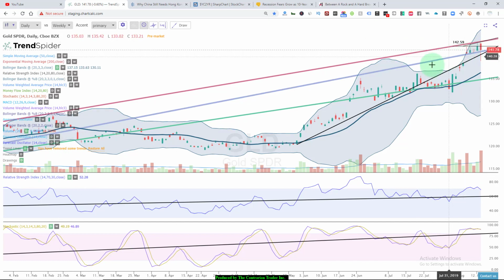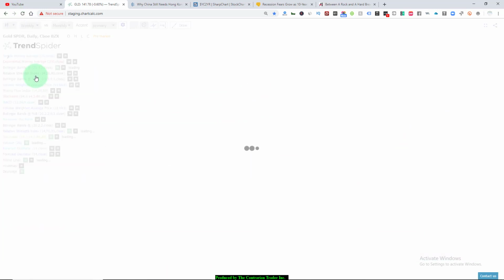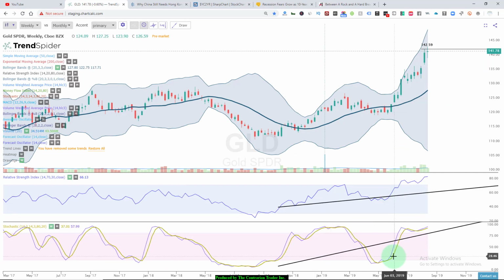Now, the fact that we rallied back off the lows of the day to close back above support leads me to believe that we may have had a flash correction in gold, and we may trade somewhat sideways with a bias to the downside, but the trend is overall intact. Let's go to a weekly chart. RSI is still continuing higher. Stochastics is still continuing higher.